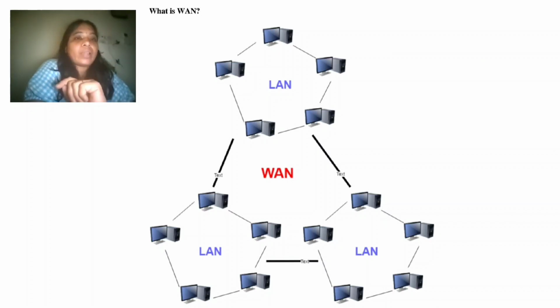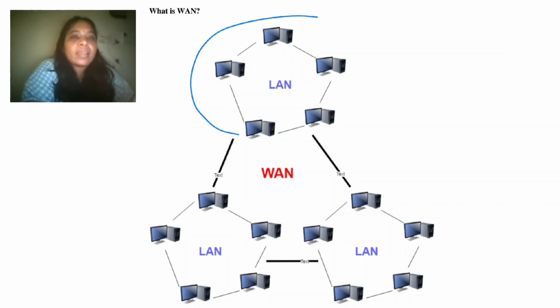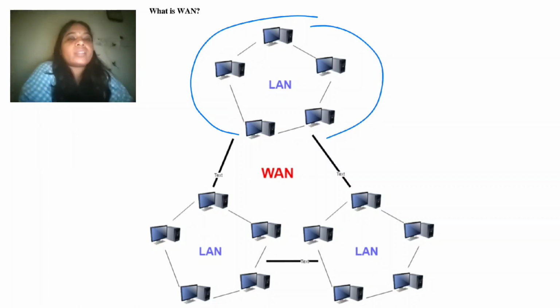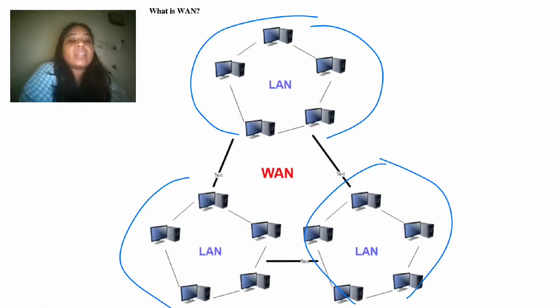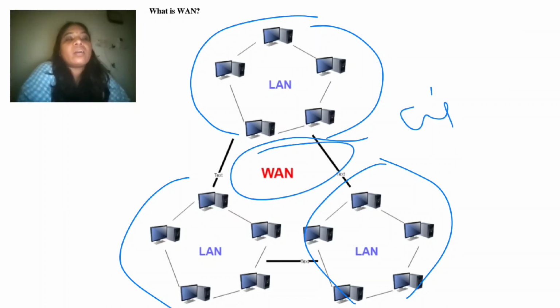And next one is WAN, wide area network. First a LAN, then a second LAN, and a third LAN. All three of these LAN networks are connected with this WAN, wide area network. Okay, interconnected.